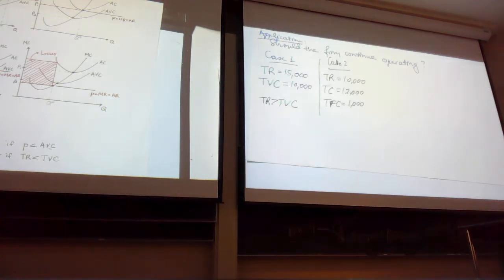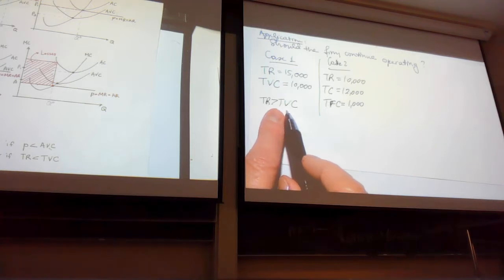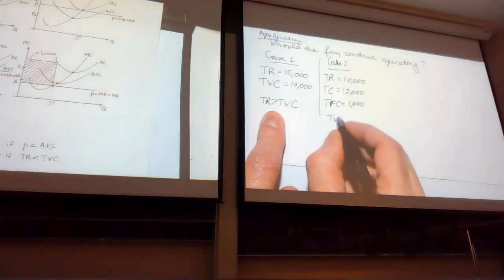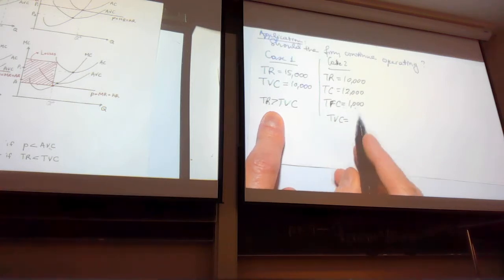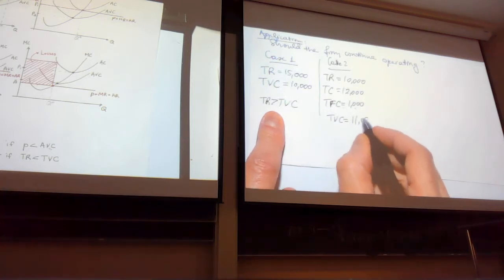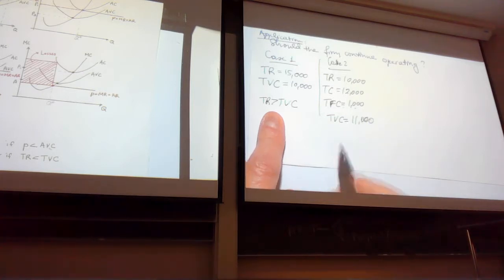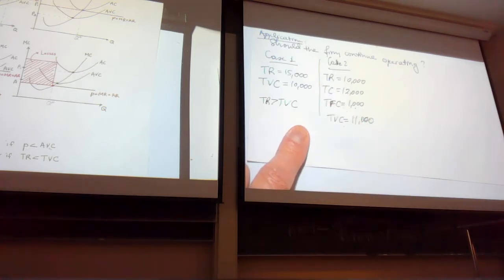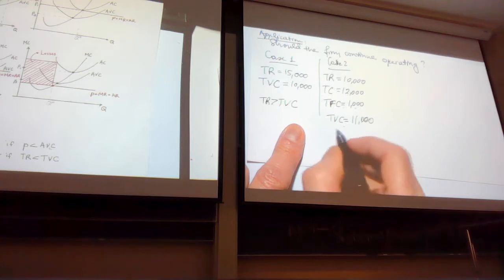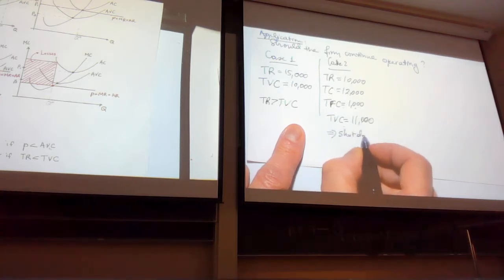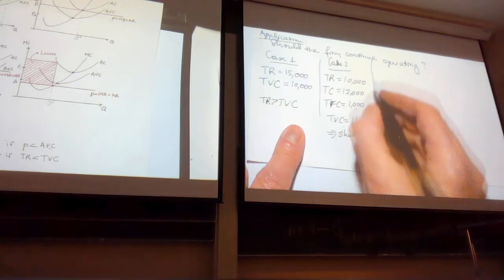Now what? What do you want to do? You want to calculate total variable cost. Total variable cost is total cost minus total fixed cost. That is 11,000. And now you want to compare the total variable cost with the total revenue and figure out which one is larger. So you find that total variable cost is higher than total revenue, therefore shut down. Good. Case 3.